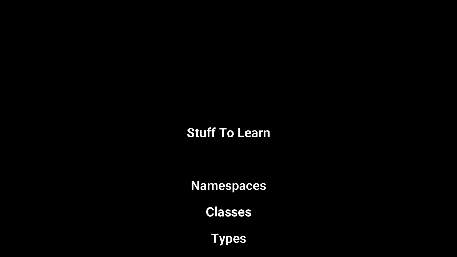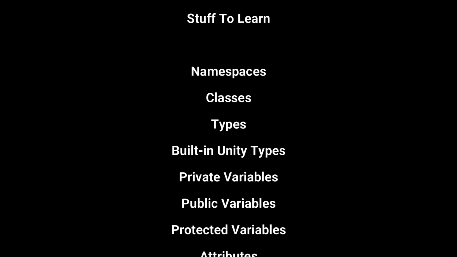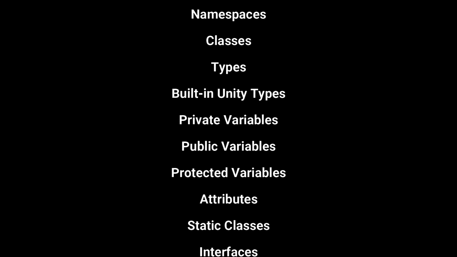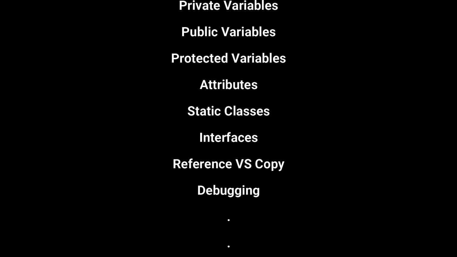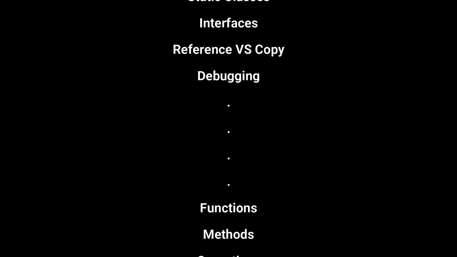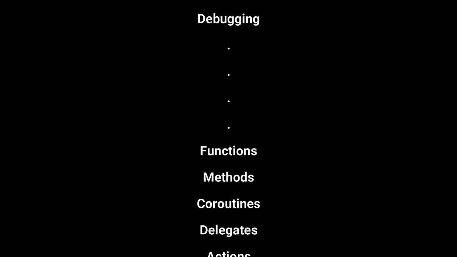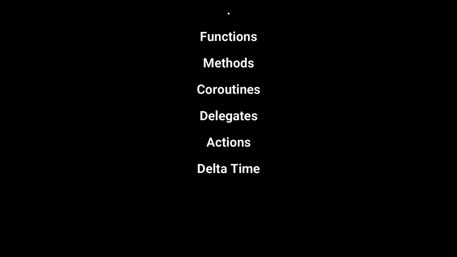This course is going to focus on C# and not so much what's inside of Unity, but we're going to learn the difference between namespaces, classes, types, what types Unity has built in, private variables, public variables, protected variables, attributes, static classes versus non-static classes, interfaces, what happens when you make a reference to a variable versus making a copy of the variable, how to debug, and along the way I'll probably add to this list.